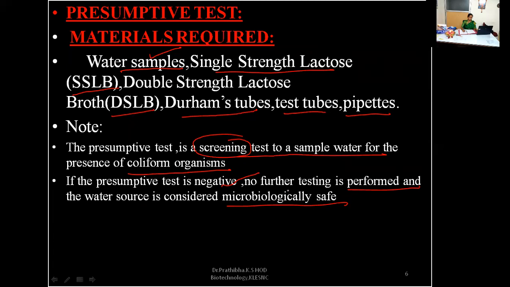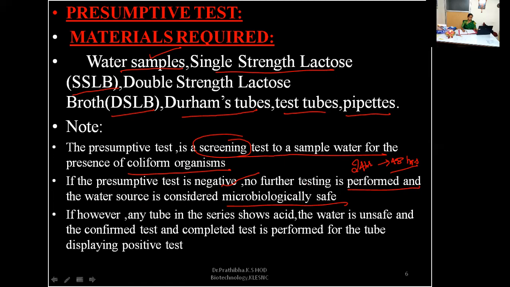If you feel you want further confirmation of that result, all the test tubes usually go for 24 hours of incubation. You can further incubate all the test tubes for 48 hours and check again. Otherwise, if no test tube shows any kind of acid or gas production, then no further testing is performed and the water is safe to drink and totally free from microorganisms or any kind of pathogens.